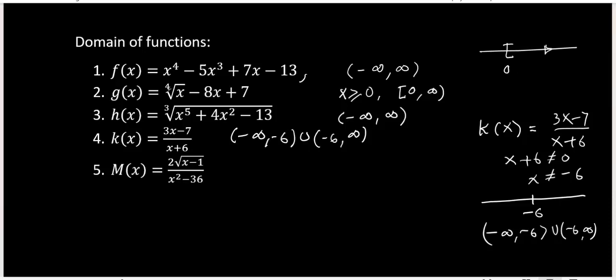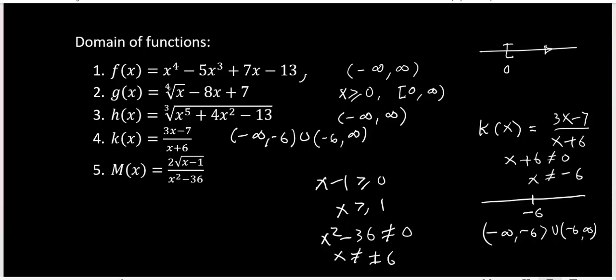Next, we'll look at number 5. In number 5, again, we see a square root in the top. So the restriction will be x minus 1 should be greater than or equal to 0 in the numerator. That means x is greater than or equal to 1. And then from the denominator, you can see x squared minus 36, that must not be equal to 0. And then you can say that x should not be equal to plus or minus 6.